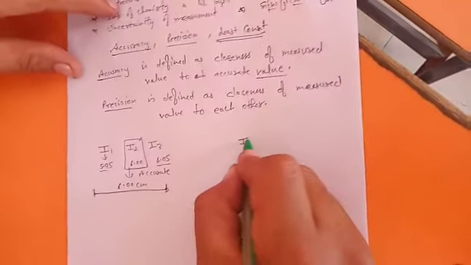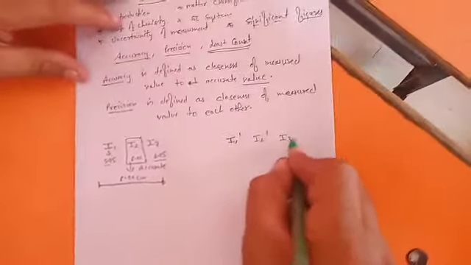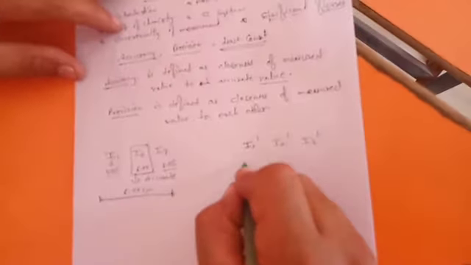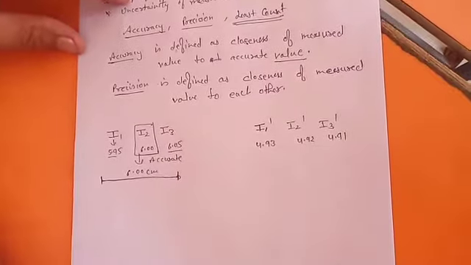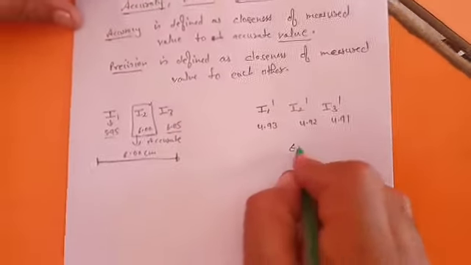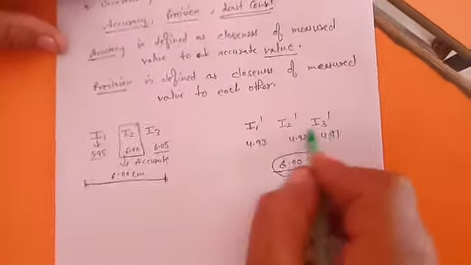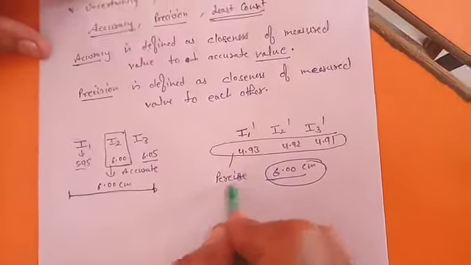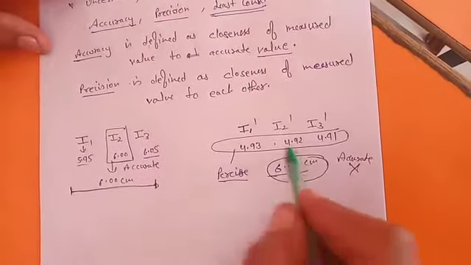Let's take another set of scales, I1 dash, I2 dash, I3 dash. Now I am using these different scales on the same line, and this time the measurements come about 4.93, 4.92, 4.91. We know that the exact length is 6.022 centimeter. So these instruments you will say are more precise, but not accurate. They are not accurate because they are not close to the accurate value.